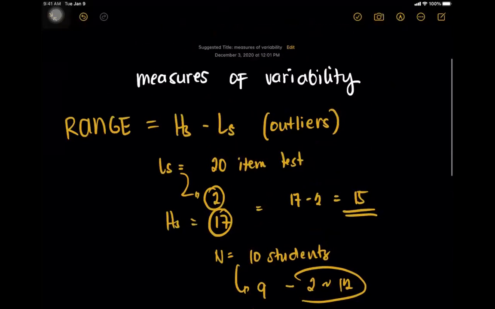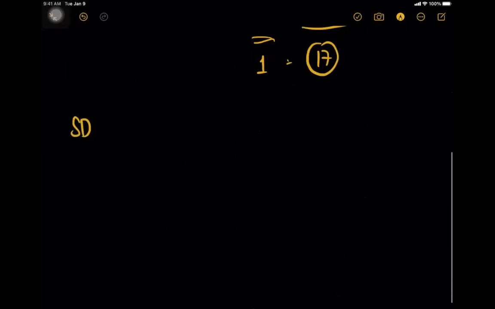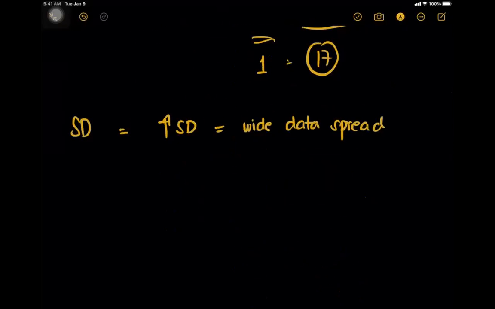So now let's take a look here at your standard deviation or your SD. Usually, if you have a high SD, it means that your distribution has a wide data spread, and most likely your data is heterogeneous. So wide data spread and heterogeneous, varying data. The data are not really very similar with each other.